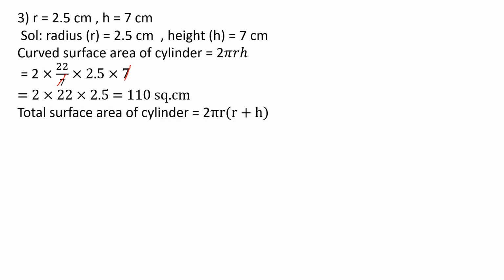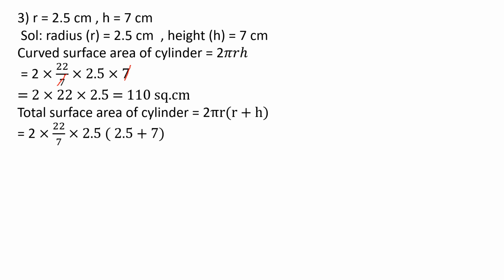So total surface area of cylinder is equal to 2 pi r in bracket r plus h. Okay, so we'll substitute the value, that is equal to 2 into 22 upon 7 in place of pi, into radius is 2.5, in bracket 2.5 plus height is 7.